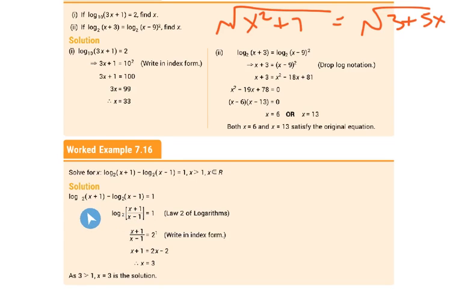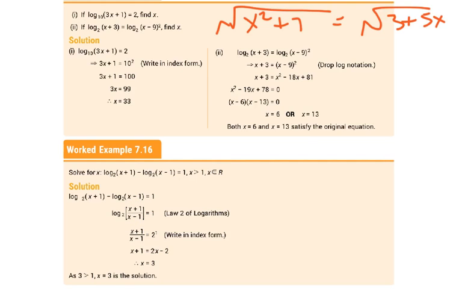So using law 2 of logarithms, I have log base 2 of x plus 1 minus log base 2 of x minus 1 is equal to 1. I can then divide the inputs to these logs in such a way like this. So log base 2 of x plus 1 divided by x minus 1 is equal to 1.